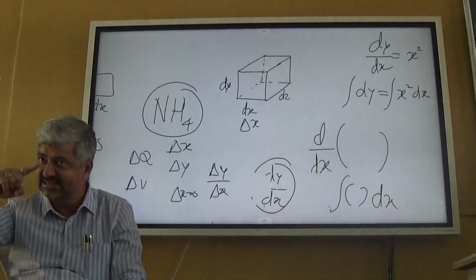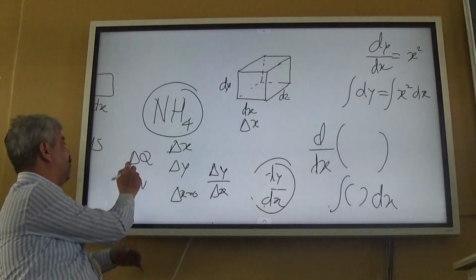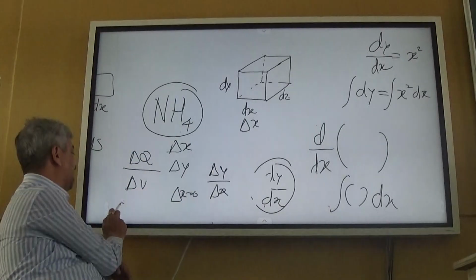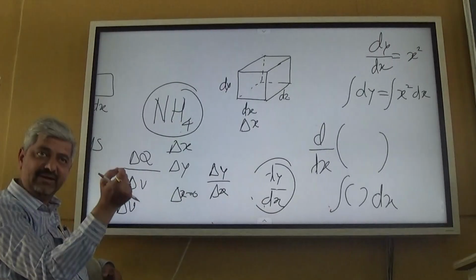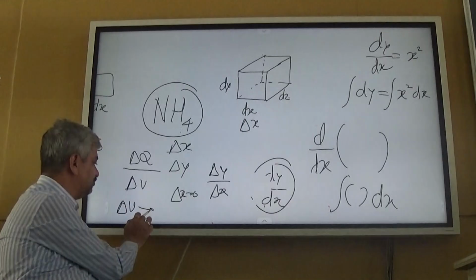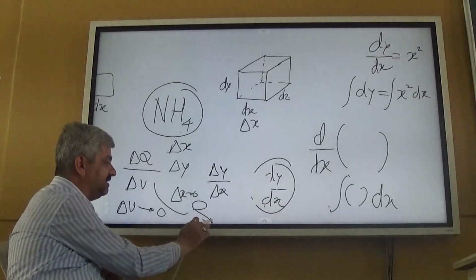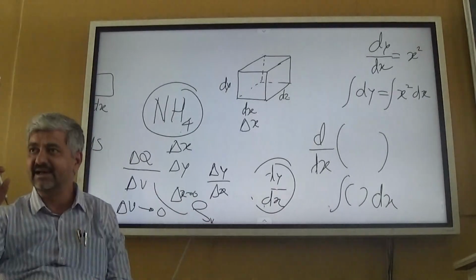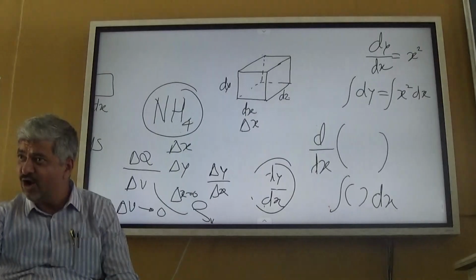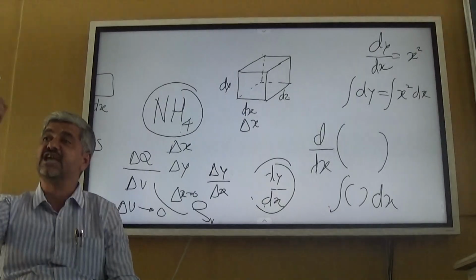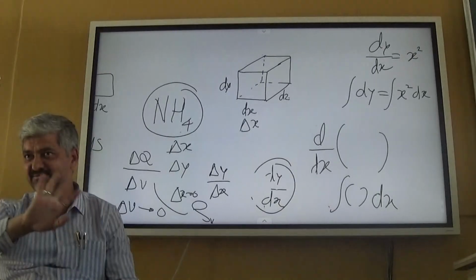So as delta x tends to 0, delta q upon delta v, as delta x, delta y, all tend to 0, delta v will tend to 0. As delta v tends to 0, this will be the volume charge density at a point. Agreed? Means at a point how much charge? Charge cannot be there. Why? Because a point doesn't have any dimensions.